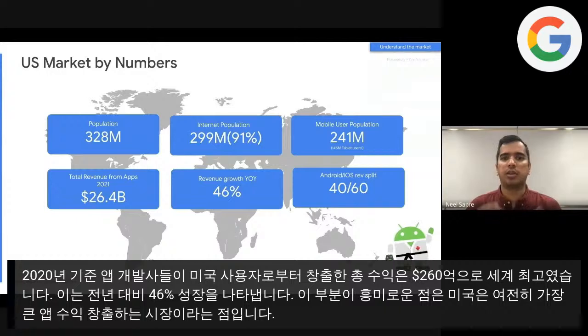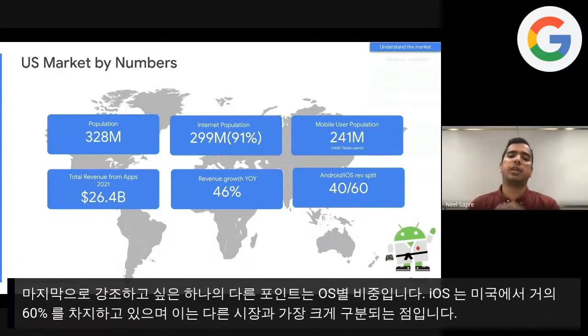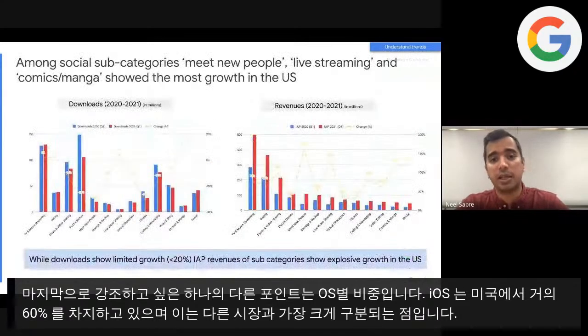It means that there's a lot of incremental revenue being generated across all of these verticals. Finally, the one last point I want to touch on is the split between Android and iOS. We see that iOS contributes almost 60% of the entire market share. This is unlike most other markets where the Android portion is slightly larger. So that's a point that we need to keep in mind.